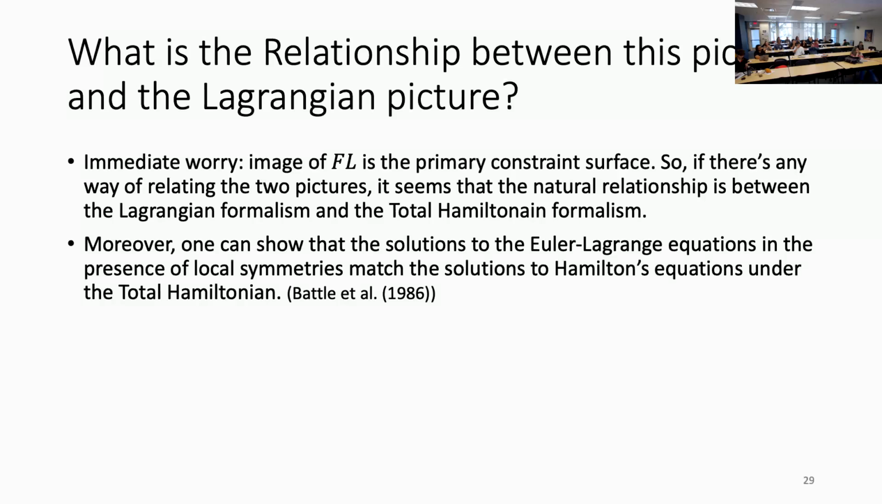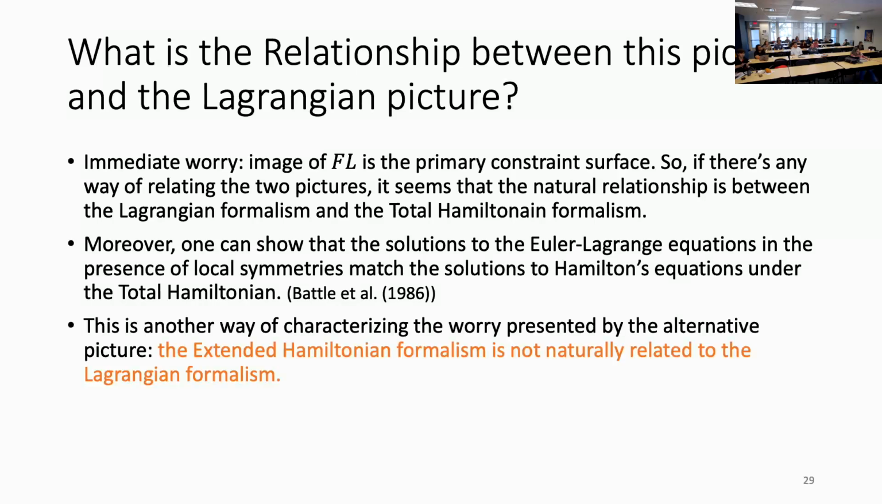So just to push this a little bit further, some people have argued that one can just show that the solutions to Euler-Lagrange's equations in the presence of these local symmetries, in a sense, match the solutions to Hamilton's equations under the total Hamiltonian as the thing that generates it. And this might be another way of characterizing the worry that's presented by what I called this alternative picture that I argued against earlier, which is just to say that the extended Hamiltonian formalism is not the thing that's naturally related to the Lagrangian formalism. And so if one is motivated by the equivalence between these formalisms, this might suggest that the extended Hamiltonian formalism is not the right way of thinking.